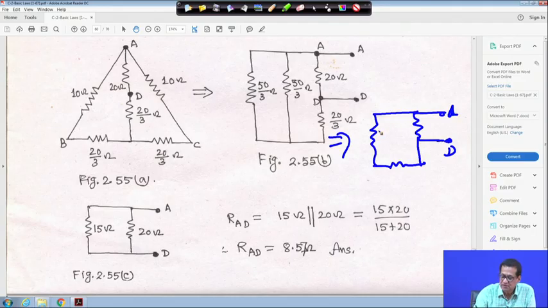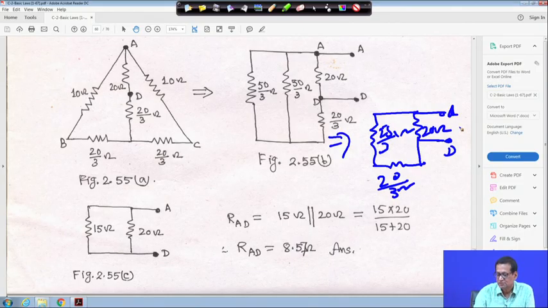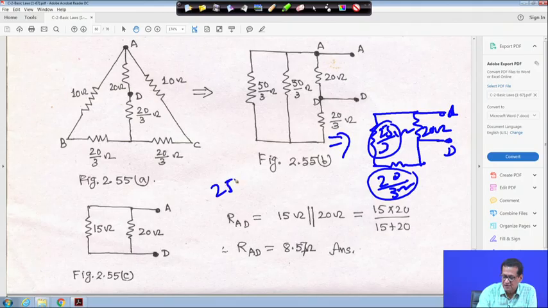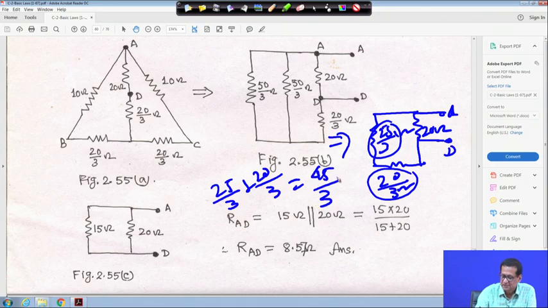So this will be your 25 by 3 ohm, and this one also 20 by 3 ohm, and this is your 20 ohm. So if you make 20, these two are in series, 25 by 3 and 20 by 3. So if you add 25 by 3 plus 20 by 3, that is actually 45 by 3. So it is coming actually 15 ohm, right. So that means this 15 ohm and 20 ohm now are in parallel.